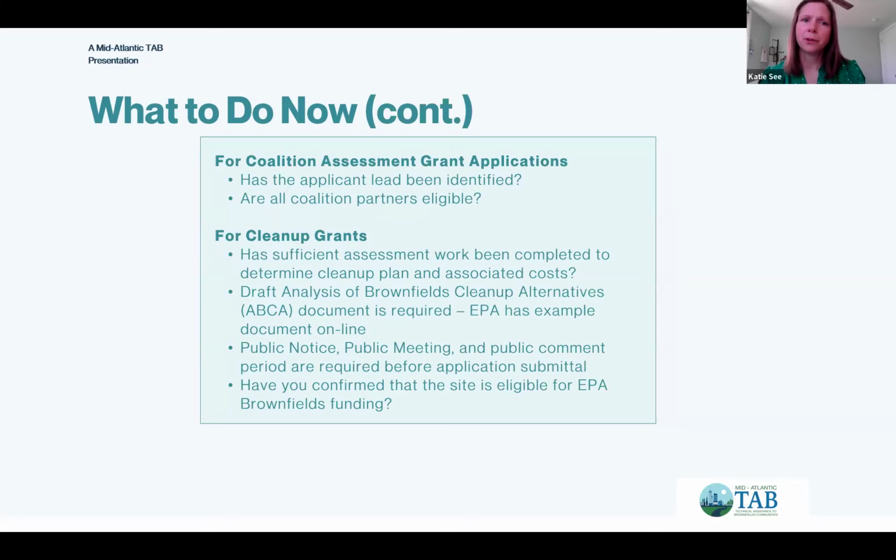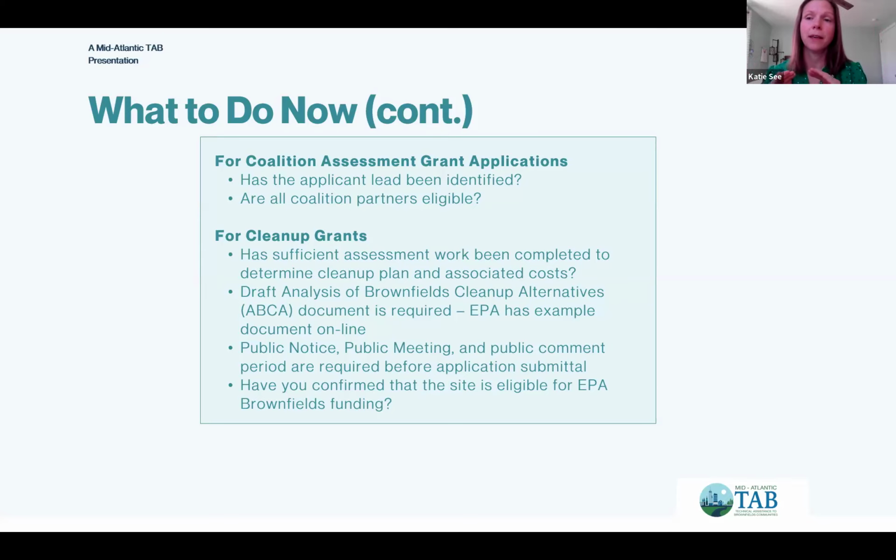If you're looking to apply for a coalition assessment grant application, so that is when it's a team of entities who are looking to apply, have you identified the lead applicant? So you could go ahead and start working on that relationship and start to understand how you can work together. So definitely a good time to do that. And then you could start taking those next steps a little bit closer to the NOFO and then after it's open. And you also need to make sure that the coalition partners are eligible. I know we've got some information on that, so we'd be happy to help point you in the direction.